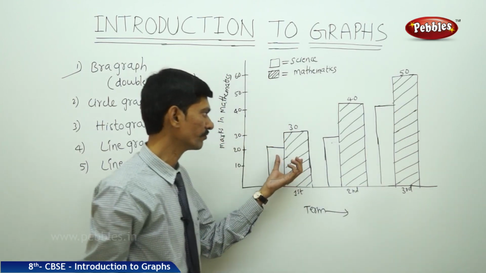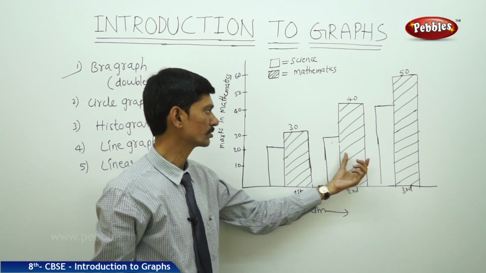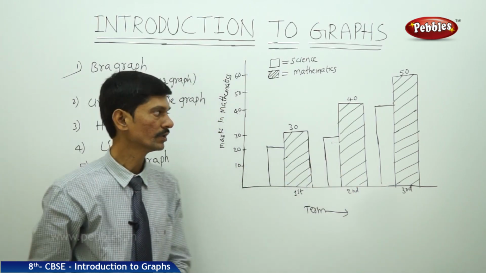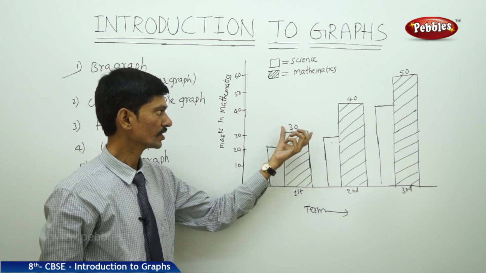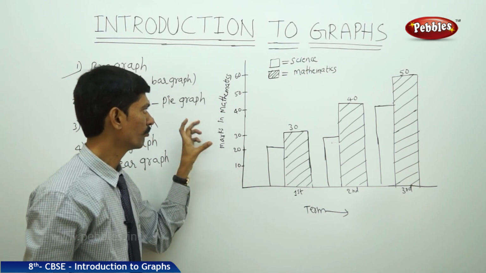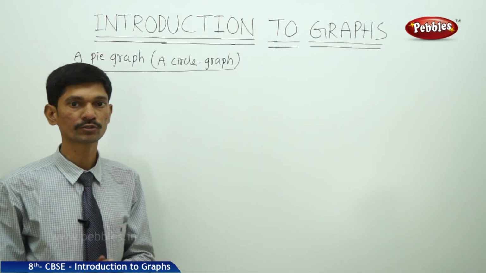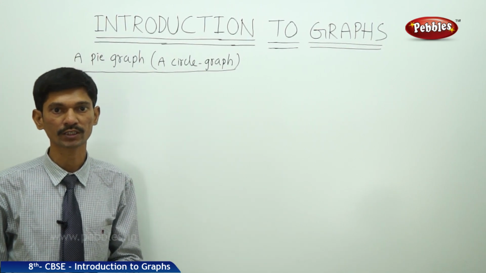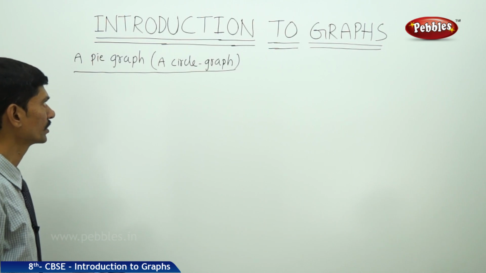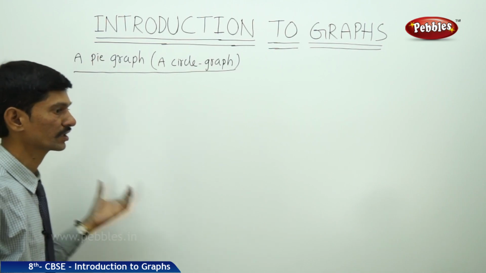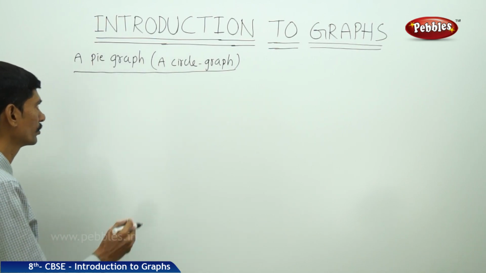Here the width of each bar is the same, and the gap between each two consecutive bars is also the same, but the length or height of each bar depends on the particular marks in the different subjects. So actually the bar graph is used to show the comparison among quantities. Now let us see what is a pie graph or circle graph. The pie graph or circle graph is used to compare the parts of a whole.